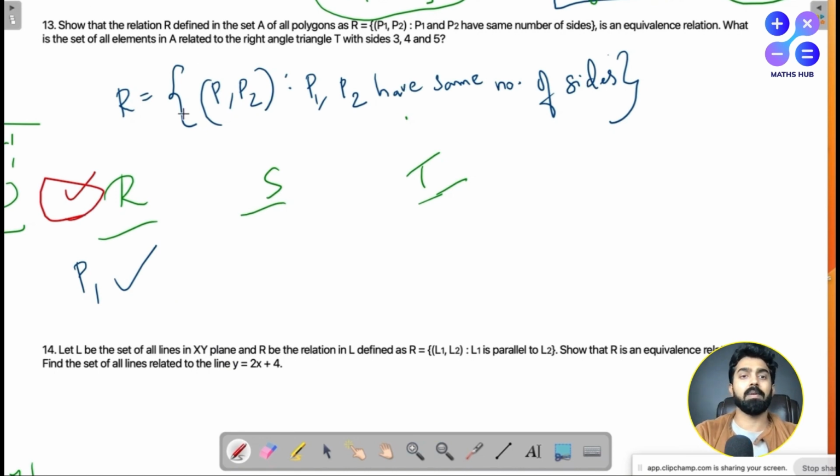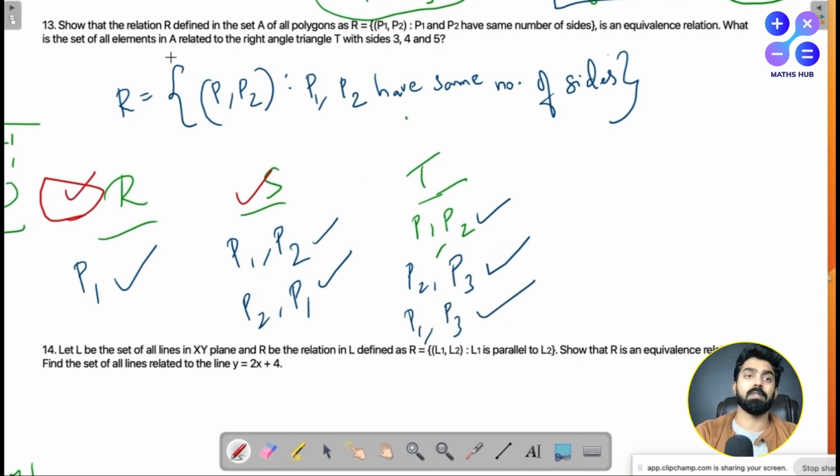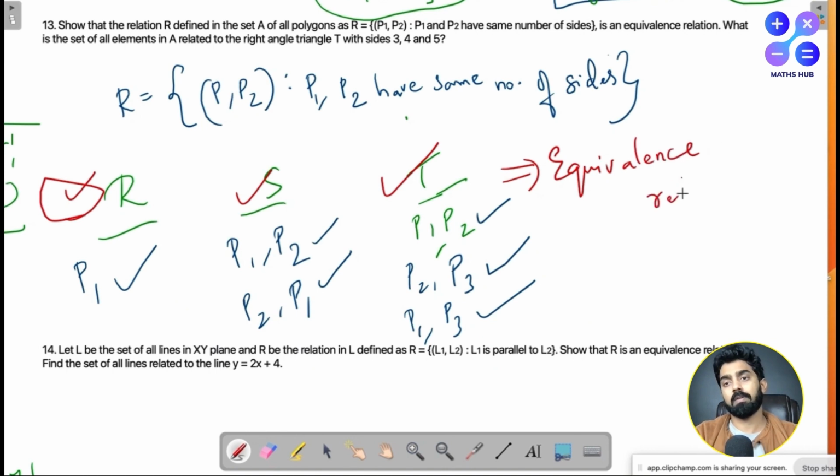Now, is it symmetric? If P1 and P2 have the same number of sides, will P2 and P1 have the same number of sides? Obviously, just changing the two, the number of sides remains the same. So it is symmetric. Is it transitive? If P1 and P2 have the same number of sides, and P2 and P3 have the same number of sides, will P1 and P3 have the same number of sides? Obviously, yes. So it is also transitive. So it is an equivalence relation.